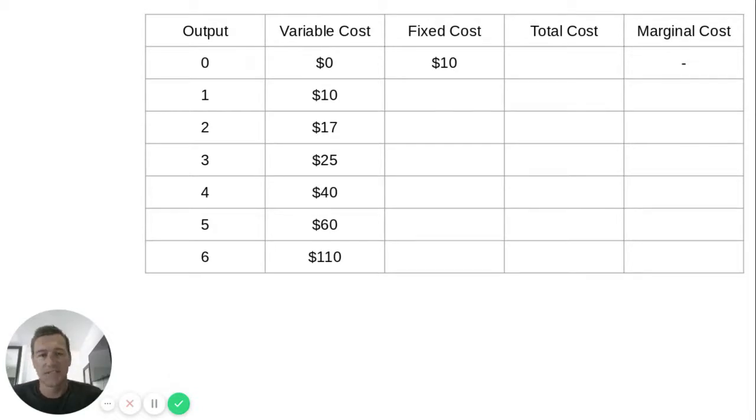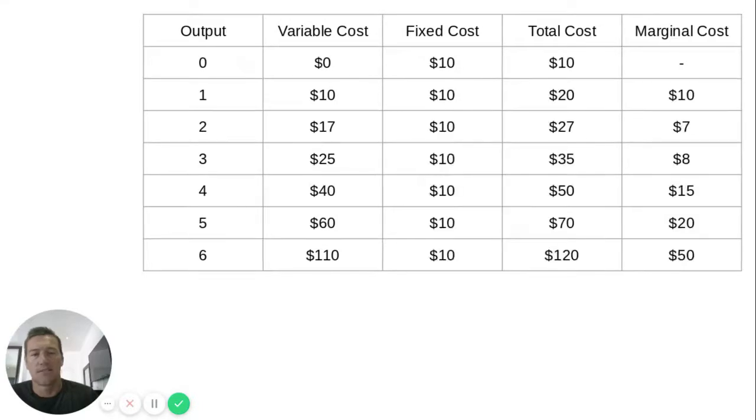Total cost at zero is going to be the variable cost plus the fixed cost. So total cost is 10. There's no marginal cost at zero. Let's move to making 1 unit of output. So we're now spending $10 on whatever supplies we need to make this 1 unit. The fixed cost will stay the same at 10. Total cost will then be 10 plus 10, 20.